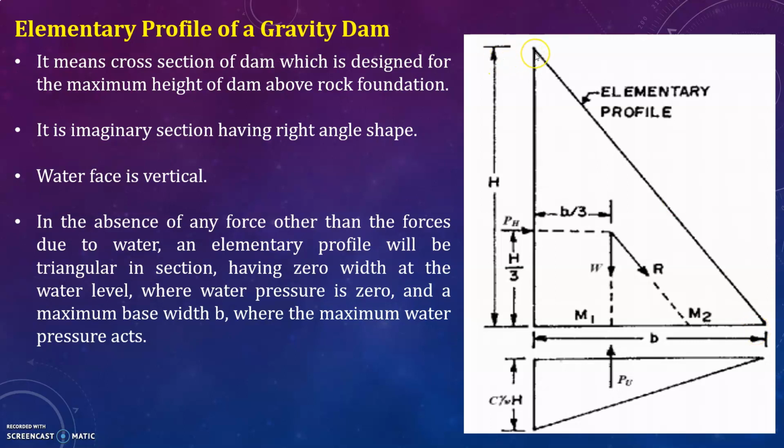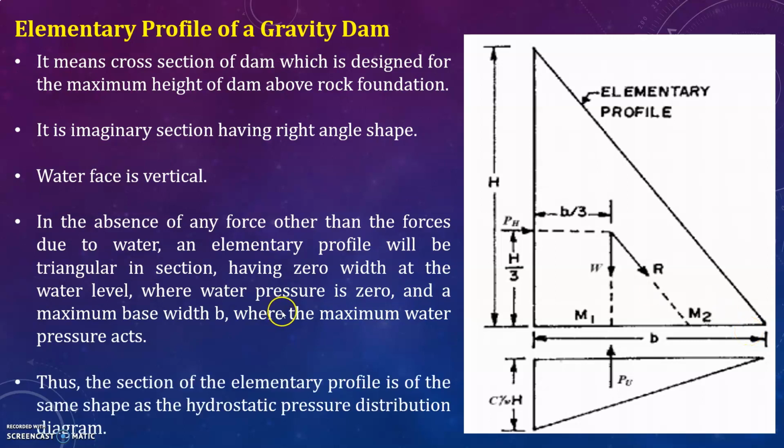Okay, here pressure will be zero at the water level for zero width, and the pressure will be maximum here, that is at the base with width B. Thus, the section of an elementary profile is of the same shape as the hydrostatic pressure distribution diagram. This is a pressure distribution diagram. Here it is zero and it goes on increasing, and this side it is maximum.